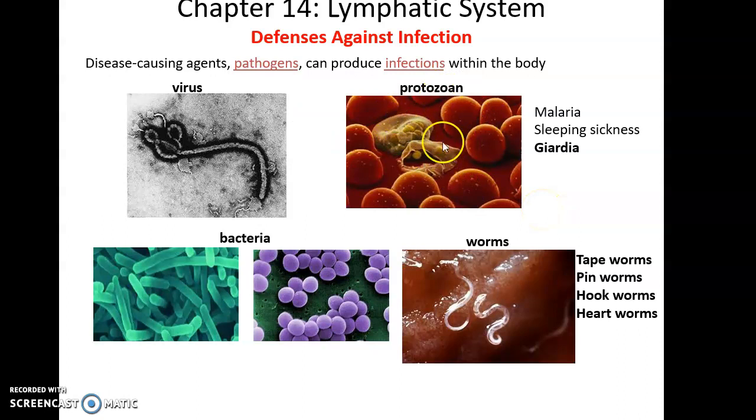We have protozoans. Protozoans are organisms, single-cell organisms usually, that are about the same size as our cells. They are eukaryotic like our cells, pretty similar, making it harder to fight them with medications because we don't want to damage our own cells. They can cause things like malaria, sleeping sickness, giardia. And then there's also possible infection by worms, by actual tiny little animals. These include tapeworms, pinworms, hookworms, and heartworms.